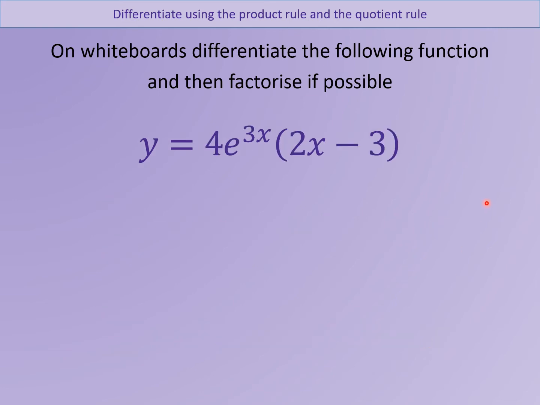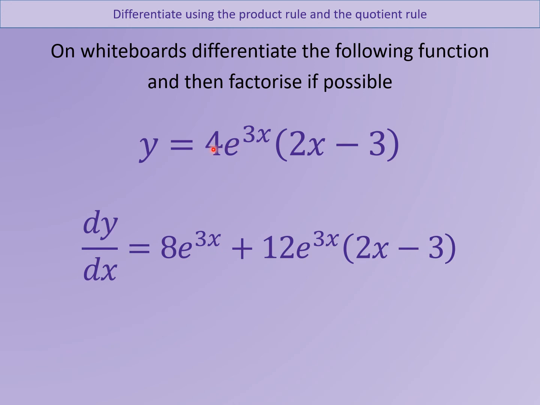Okay, so have a look at that. Pause if necessary. Right, so let's see how far you got then. So I leave this one alone, I differentiate this one, and then I swap it over. So leave that first one alone, differentiate the second one. If you differentiate the second one, you'll notice it goes to 2. Okay, so 2 times the first one left alone is where the 8e to the 3x comes from.